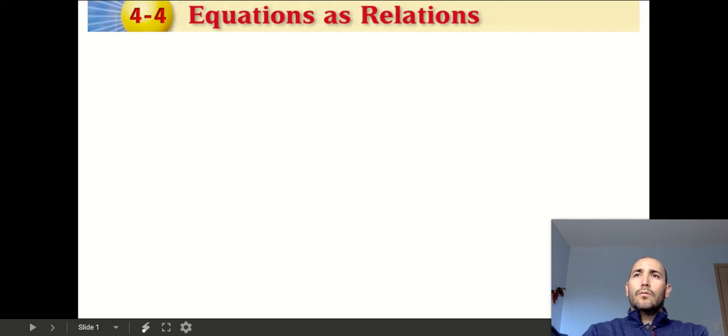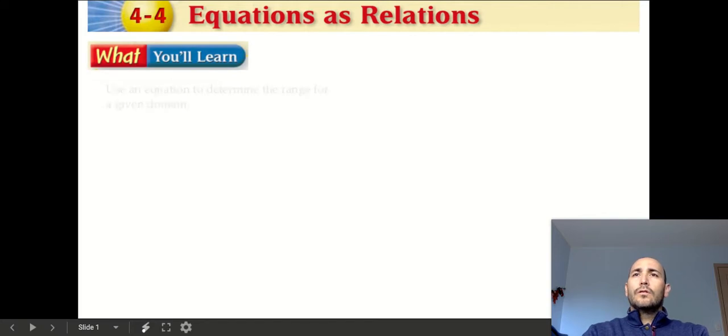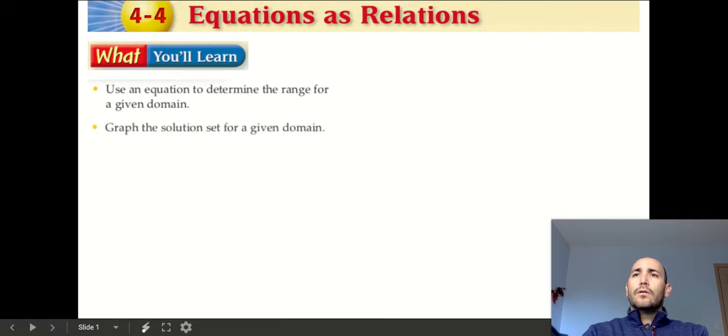Right, so today we're working on chapter 4, lesson 4, equations as relations. So, what we're going to learn today is how to use an equation to determine the range for a given domain, and then we're going to learn how to graph the solution set for a given domain. So, some of the vocabulary to keep in mind is equations in two variables and solution.